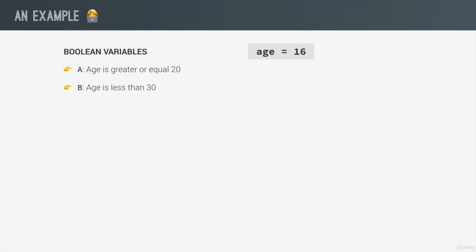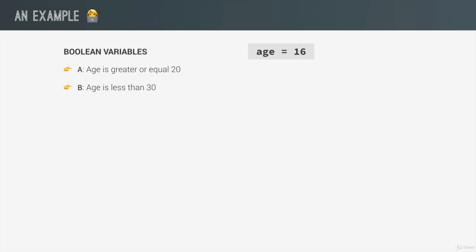But of course, the best way to understand it is to use a more practical example. So let's go again back to using the age, and this time we set it to 16. And then we have our two Boolean variables. The first one is age is greater or equal 20. And the second one is age is less than 30. So let's determine the value of each of them.